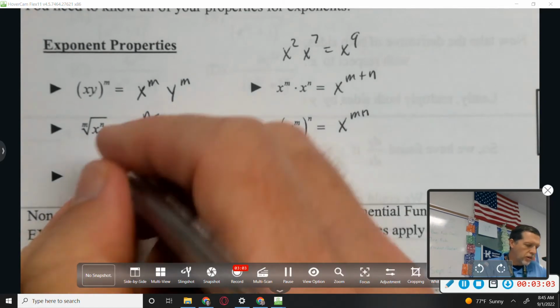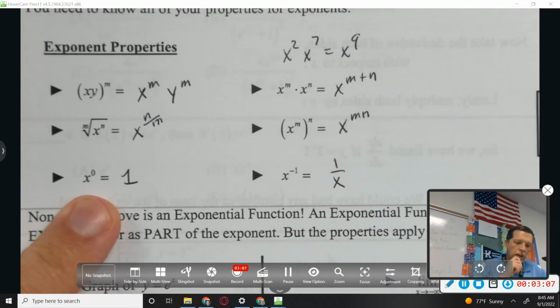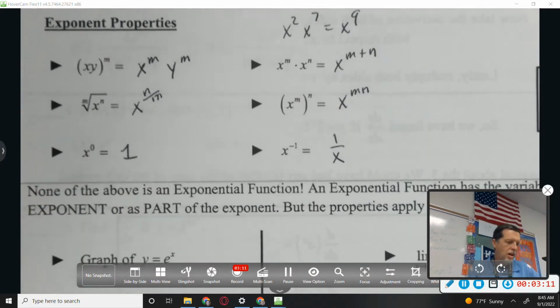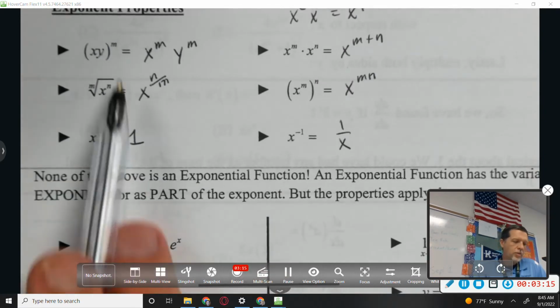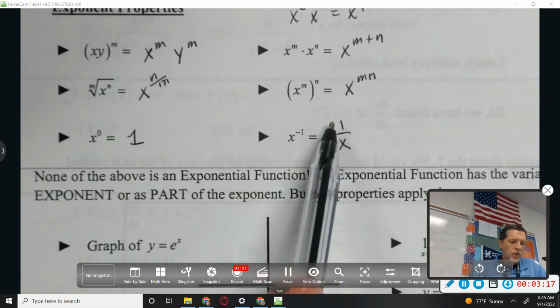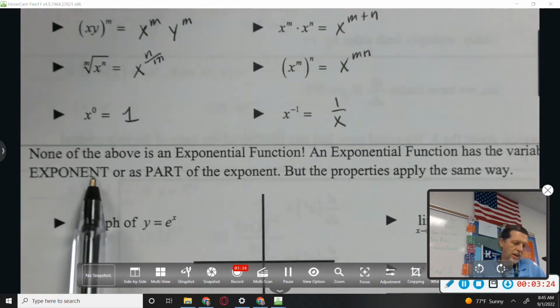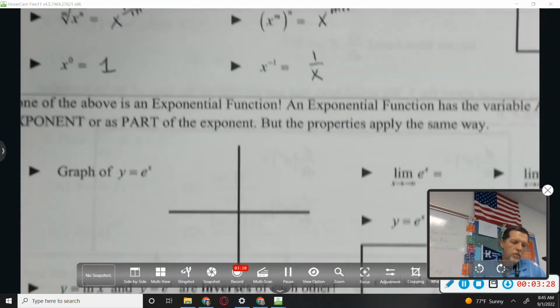X to the 0 is 1. X to the negative 1 is 1 over x. I think we know all of those things. I hope we know all of those things. But none of those are in exponential functions. In all of those, x was the base, and a number is the exponent. An exponential function has the variable as the exponent, or as part of the exponent. But the properties still work the same way.